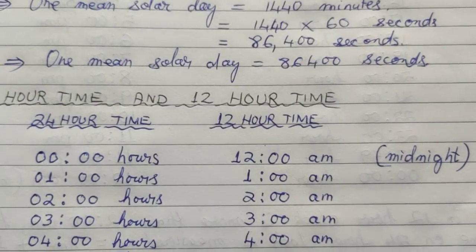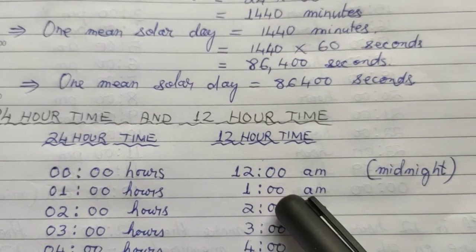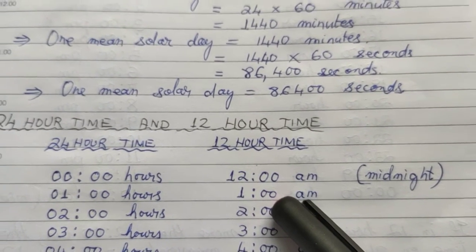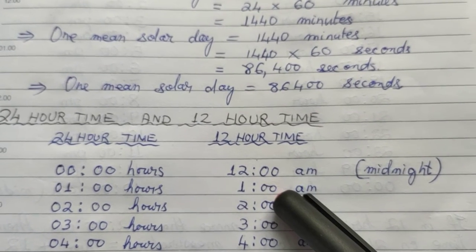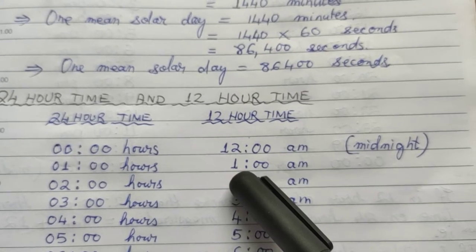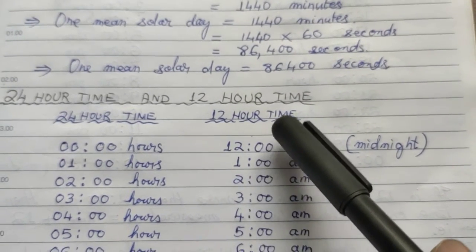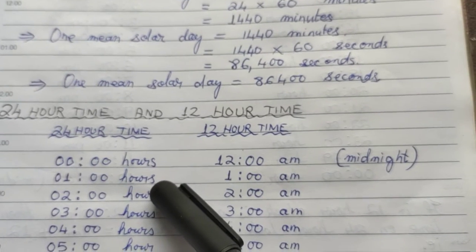Let us see now, as the time progresses from 12 a.m., it becomes 1 a.m. Remember, in 12-hour time you have from 1 to 12 only. In one complete circle you have from 1 to 12. So now if time is given as 1 a.m. in your 12-hour time, then the time is 1 hours.